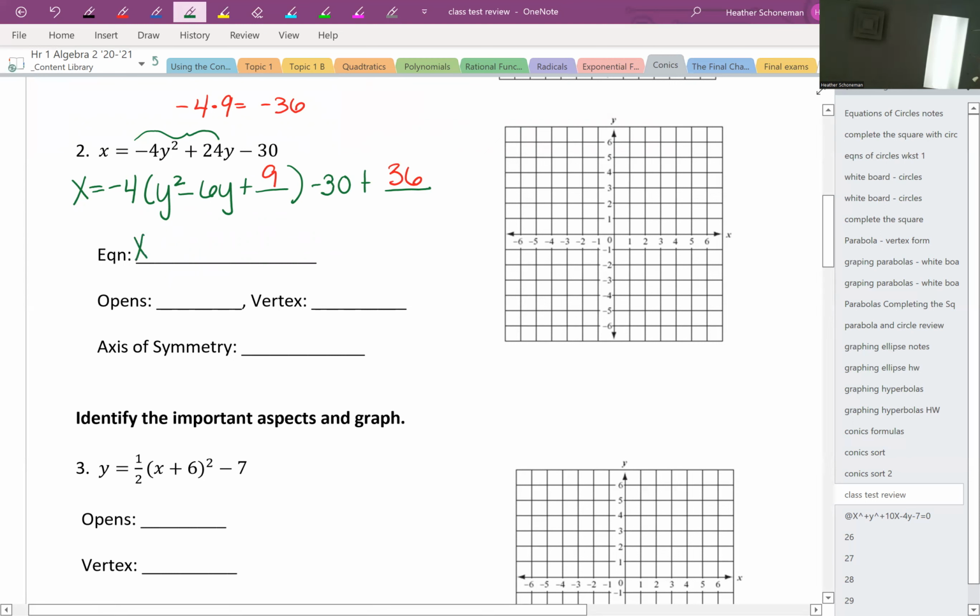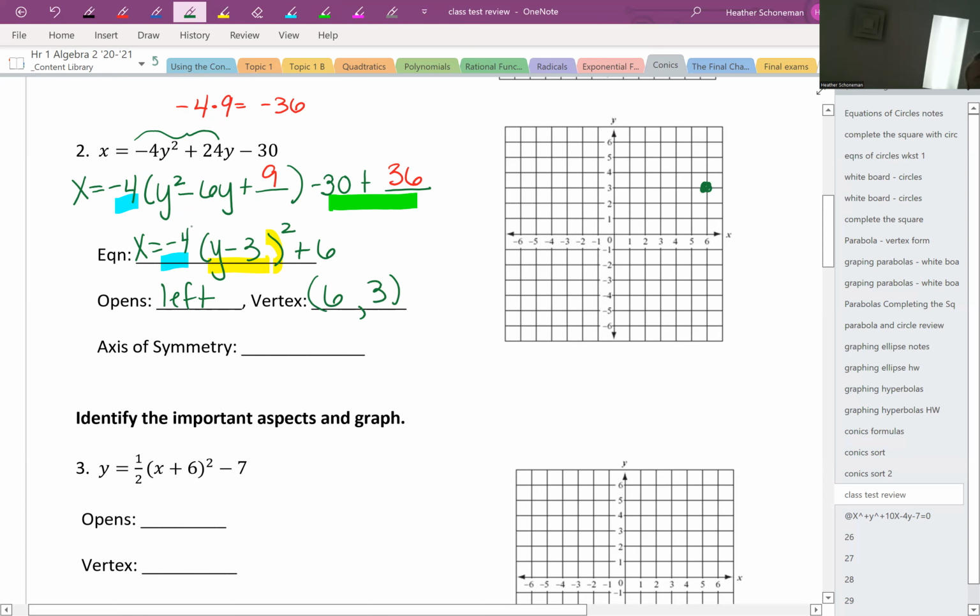So now when I write my equation, I'm going to have x equals, I've got my negative 4 here, and then I need to factor this part, which is y minus 3 squared, plus, and now I'm going to add the numbers at the end, which would be 6. So now, because it's x equals a negative, I know it has to open left. The vertex, because there's y in the parentheses, I know that controls the y, so it's positive 3, but this one is 6. So now I'm going to graph my point, so I have the point 6, 3.